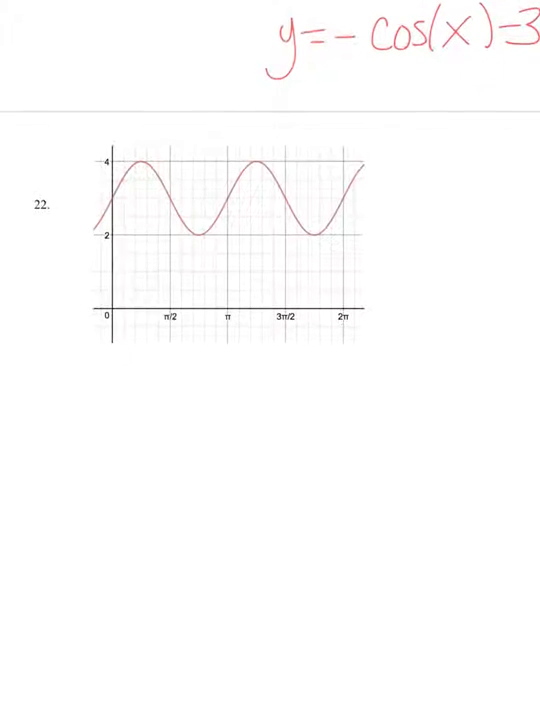And then the last one, same idea. Again, I always think midline is easiest to find. Your midline here is y equals 3. Your amplitude, how much you're going up and down, same idea here. You have to look at the scale. So if you're at y equals 3 and you have to go up to 4 and down to 2, your amplitude is going to be 1.